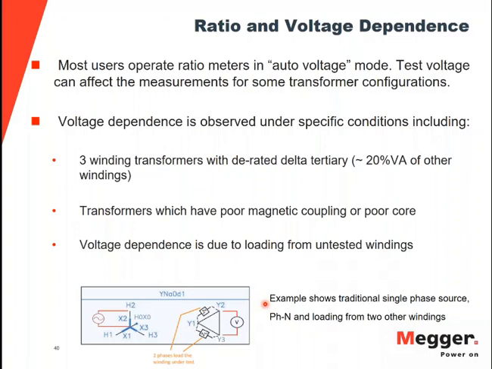That can happen because of a number of reasons. One of the reasons could be that you're testing a 3-winding transformer and the delta tertiary winding is a derated winding which has a lower MVA rating, or you can have a transformer that has poor magnetic coupling. That can be one of the reasons.